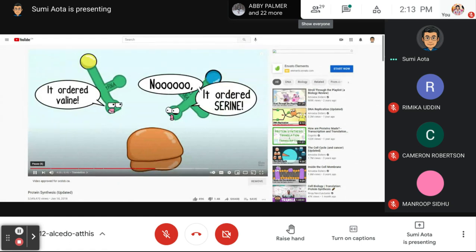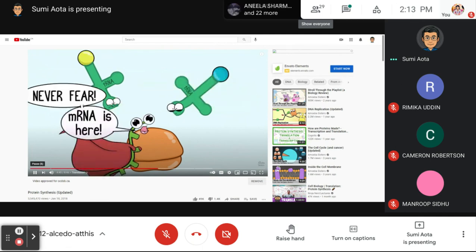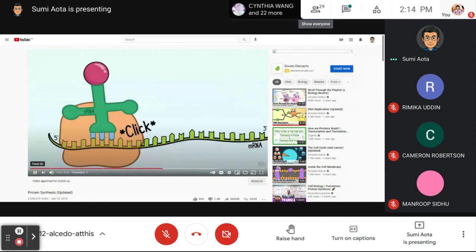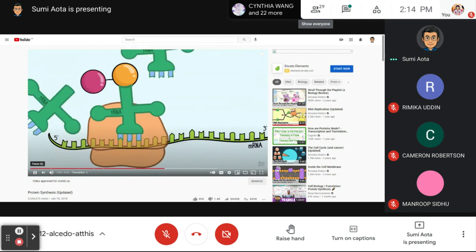But wait, how does the tRNA know which amino acids to bring? That's why the mRNA, the message, is so important because it's going to direct which tRNAs come in and therefore which amino acids are transferred. All of these tRNAs are looking for complementary bases. When they find the complementary bases on the mRNA, they transfer their amino acid.